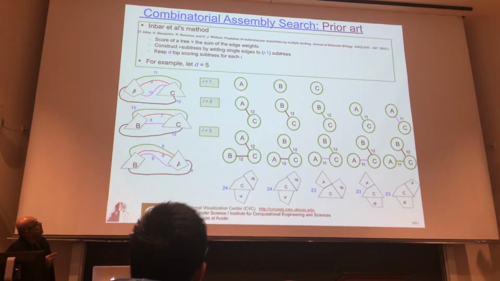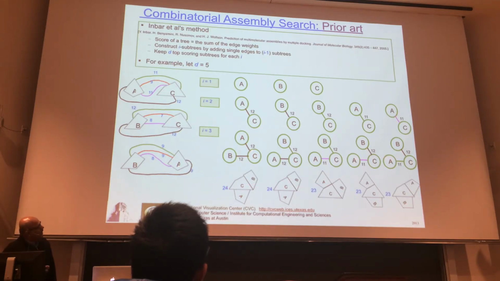And therefore I will look at the final score that I get. So in this algorithm, which was done by Inbar and Wolfson and so on, when they published, they used a greedy approach and said, at least I'm giving you a prediction for a multi-component problem. What they do is they construct these spanning trees greedily. They start with singleton nodes, and they add the best possible configuration for every pair, and they keep a finite list of them, the D top scoring subtrees, until they go back and complete.